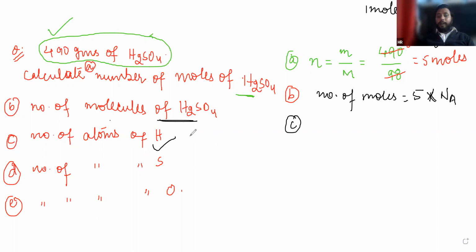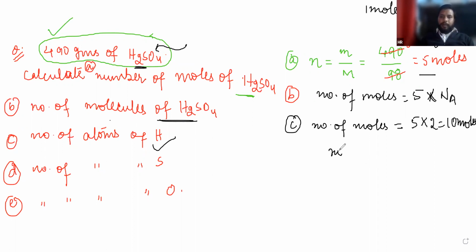First we will calculate number of moles of hydrogen, then we can calculate number of atoms of hydrogen. In 1 molecule of H2SO4, 2 atoms of hydrogen are present. So in 5 moles, how many moles of hydrogen atoms will be there? 5 into 2, that is equal to 10 moles. And you can easily calculate it: number of atoms is equal to 10 into Na.